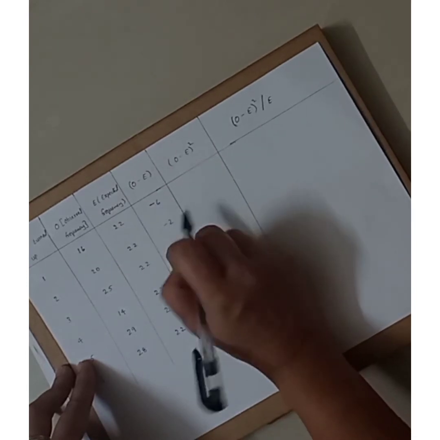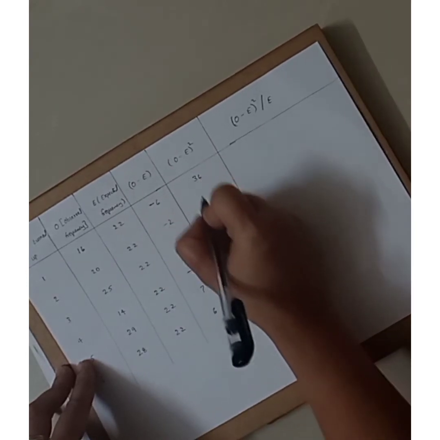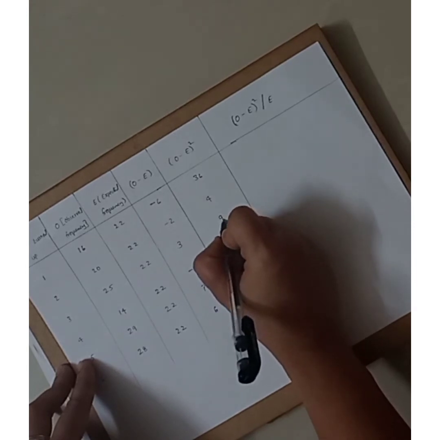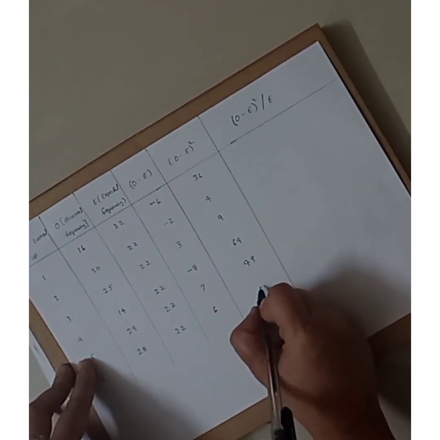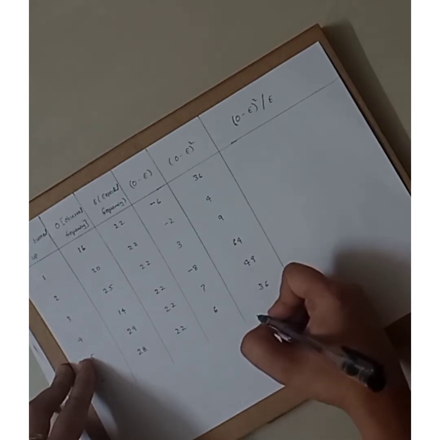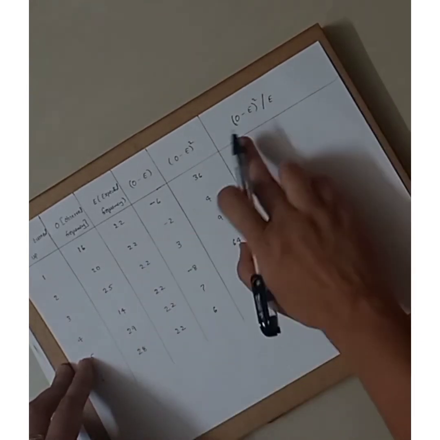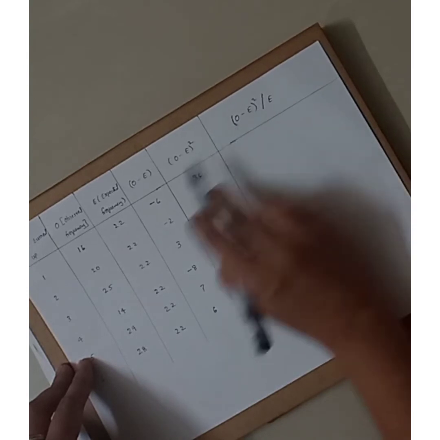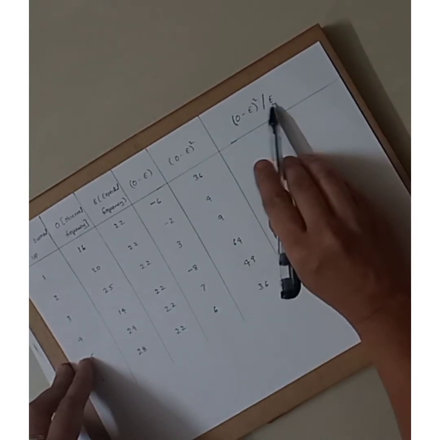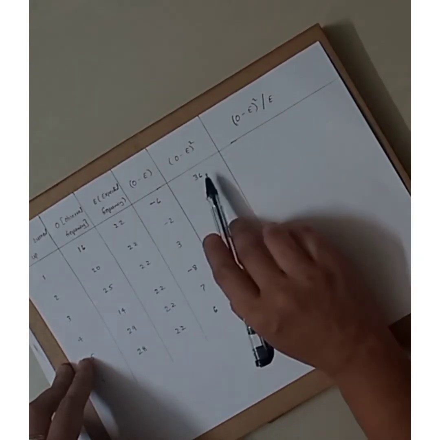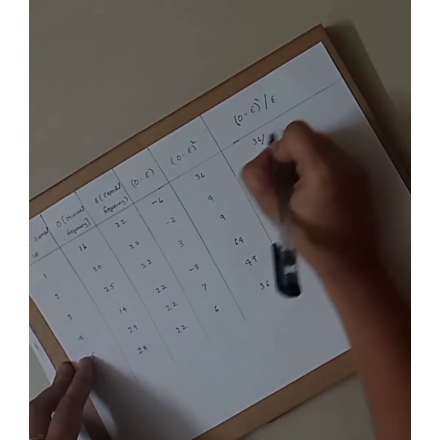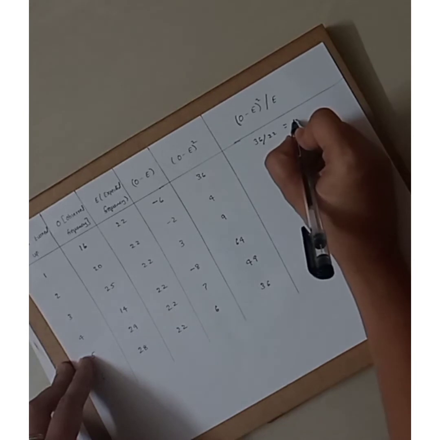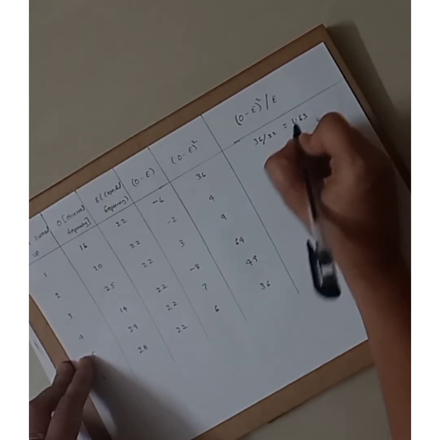So now you need to square it up. So this becomes 36, 4, 9, 64, 49 and finally you have 36. Correct? Next is O minus E squared, that is this one, divided by expected frequency, that is 22. So here this is 36 divided by 22 which will give you 1.63.